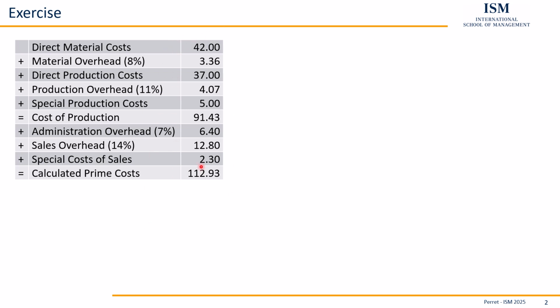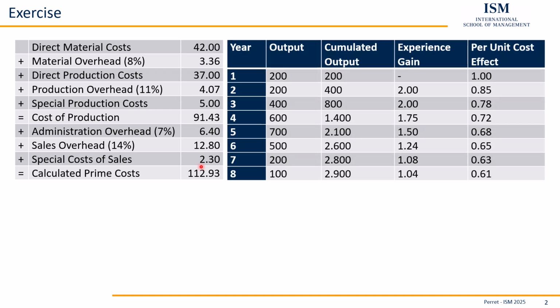That's the as-is situation. And in the second table, we see how our output over the next 8 years will develop and respectively how much our accumulated output will change. In addition to this, based on the output we produce, we learn new things and we have respective experience gains. Those are expressed in this column here. So they show how much we learn from producing more.